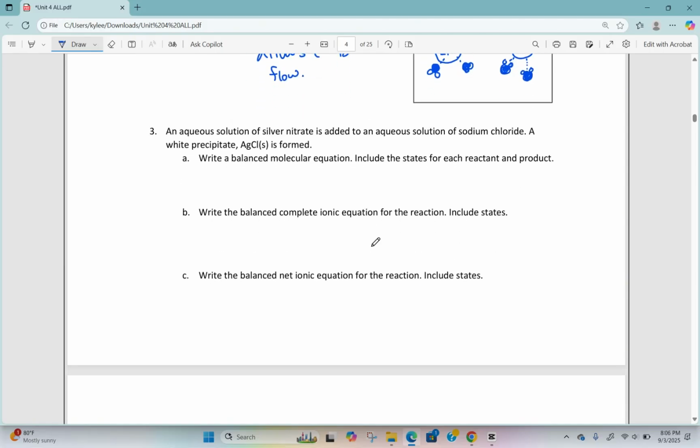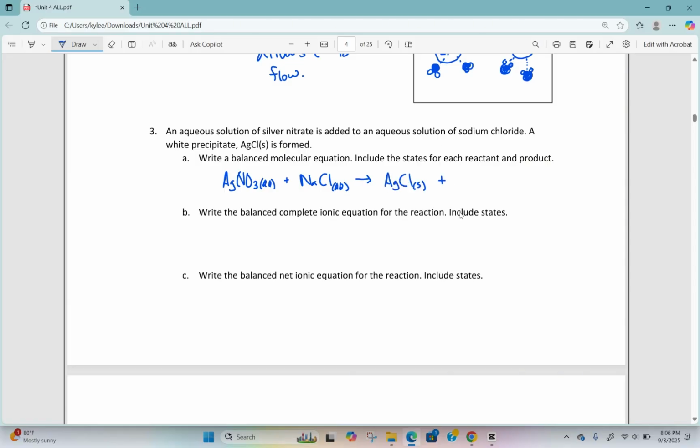So here is an example where we are actually going to go through the process of writing a net ionic equation. It says aqueous solution of silver nitrate, which is AgNO3, aqueous, and it's AgNO3 because silver is +1 and nitrate's -1, is added to an aqueous solution of sodium chloride. Sodium's +1, chlorine is -1. It says a white precipitate AgCl is formed.